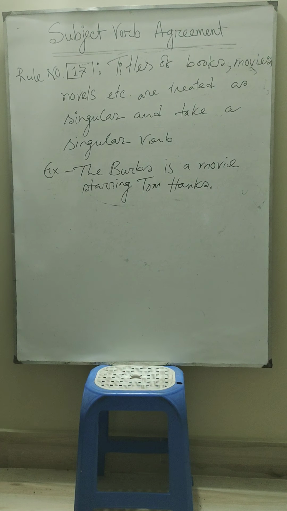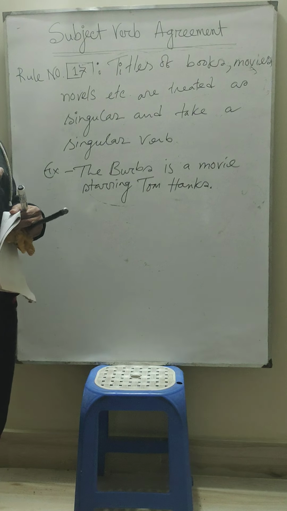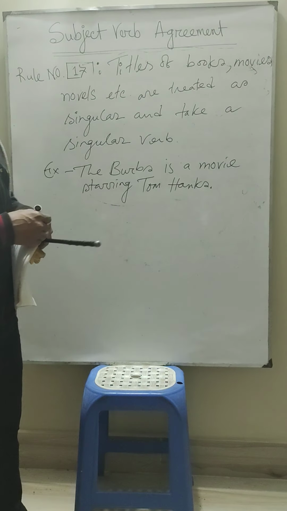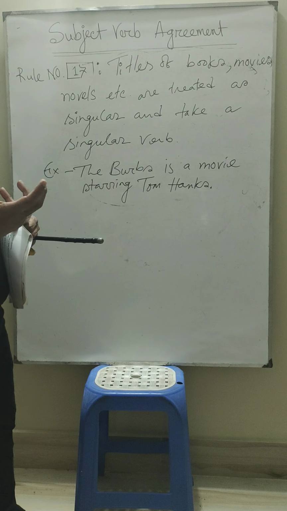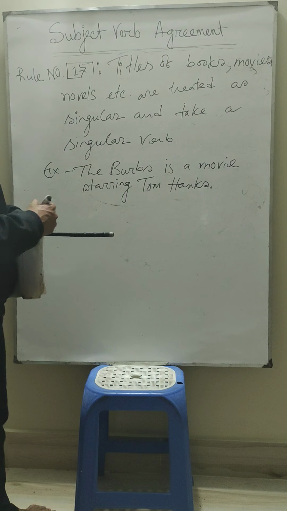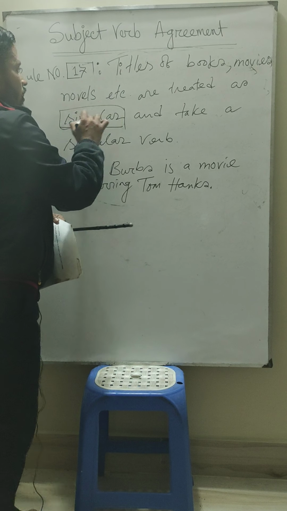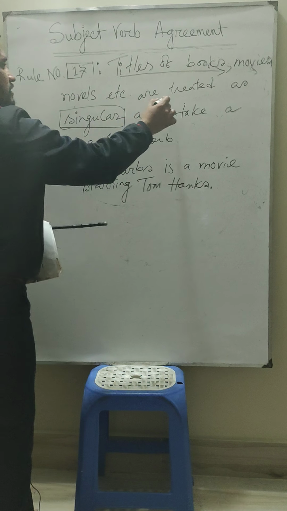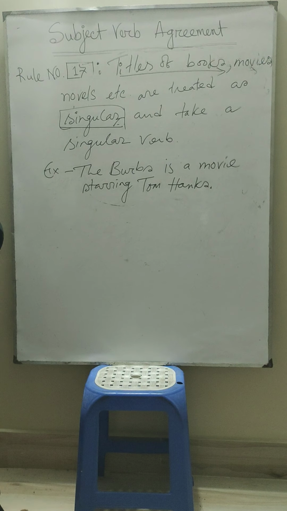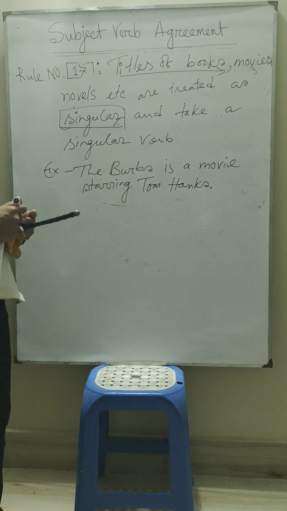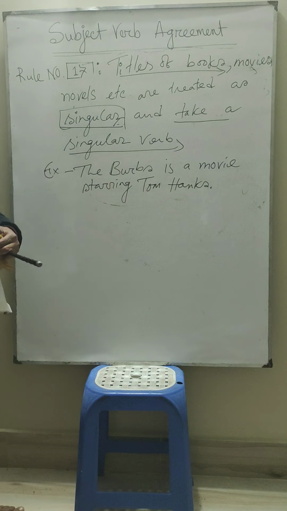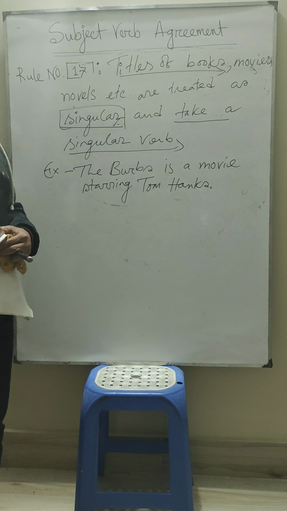Please see rule number 17. Titles of books, that means names of books, movies, novels, etc., are treated, that means considered, as singular. Whatever the title of the books, movies, novels, they are treated as singular. Always we consider them as a singular subject, and as we consider it a singular subject, it takes a singular verb.